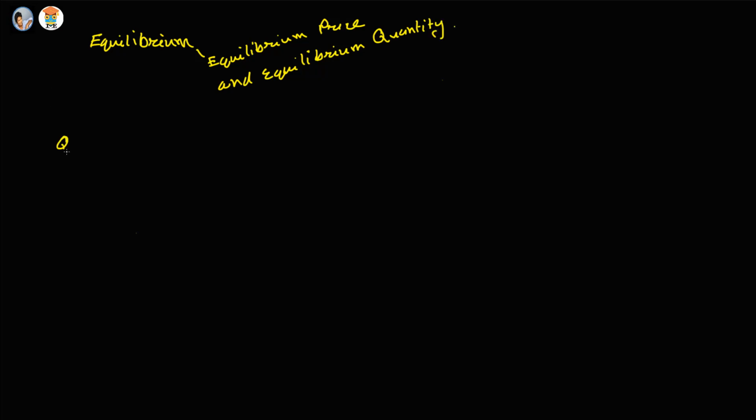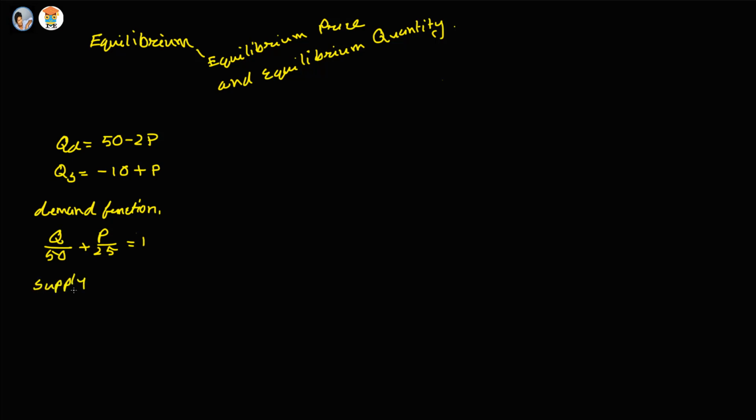We have our market demand function Q is equal to 50 minus twice P, and market supply function Q is equal to minus 10 plus P. For demand function, using intercept method, we can write Q divided by 50 plus P divided by 25 equal to 1, and for supply function Q divided by minus 10 plus P divided by 10 equal to 1, and we can show them on a diagram.